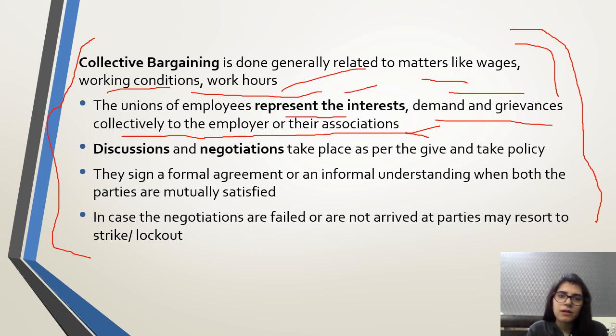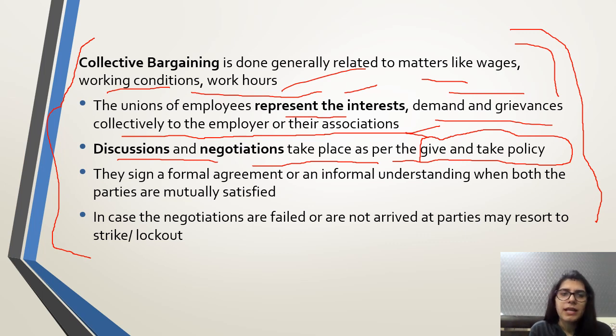Then discussions and negotiations take place as per the give and take policy. By give and take policy, I mean that both the parties should gain from the negotiation, because if only one party is gaining, then the other party will feel that nothing is happening in their benefit or interest, right? That is why it's a give and take policy, that somewhere one party has to compromise so that the other party can gain. Both the parties need to compromise things so that both the parties can gain.